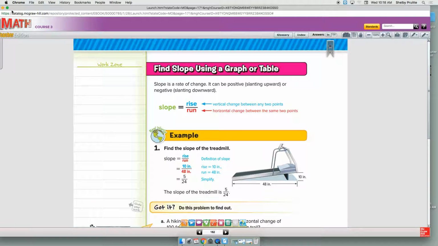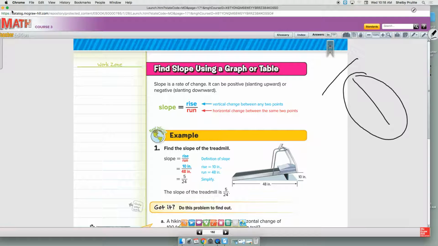Sorry guys. Alright, so we have slope. Slope is a rate of change. It can be positive, which means it's slanting upwards, like this. Or it can be negative, which means it's going downwards. So if you have a line that's going downwards, like this one, that means it's for sure going to have a negative slope. So think about if you're walking downhill, the slope of this hill is negative. However, if you're going to be walking up the hill, the slope is positive. Just depends on how you're looking at it.